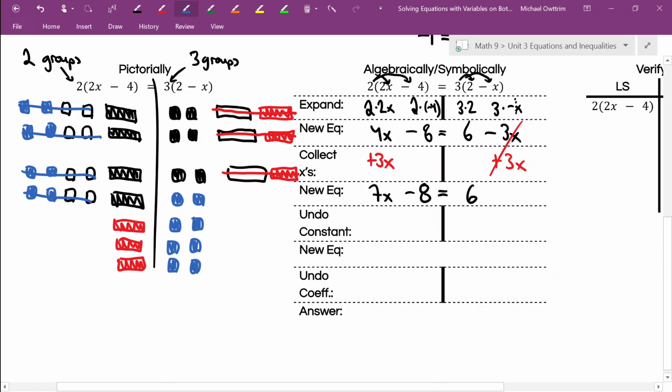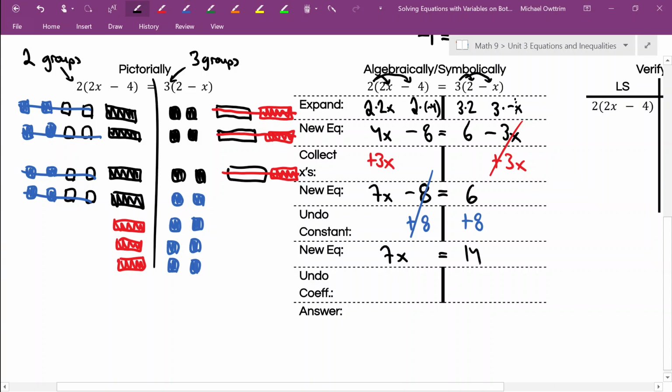Okay, in terms of my algebraic work, I'm looking at my x right here, and right now x is being subtracted by 8. The opposite of subtracting 8 is adding 8, so we'll do that to both sides. Minus 8 and plus 8 cancel out, leaving us with our 7x. And on the other side, 8 plus 6, or 6 plus 8, doesn't matter, gives me 14.